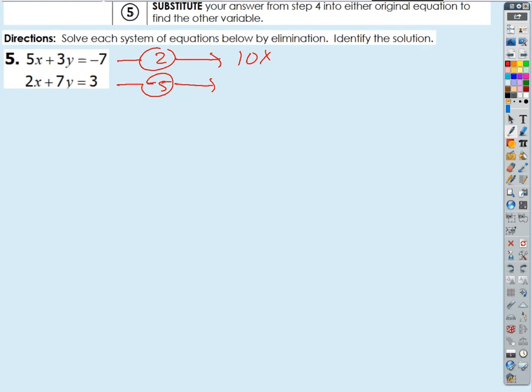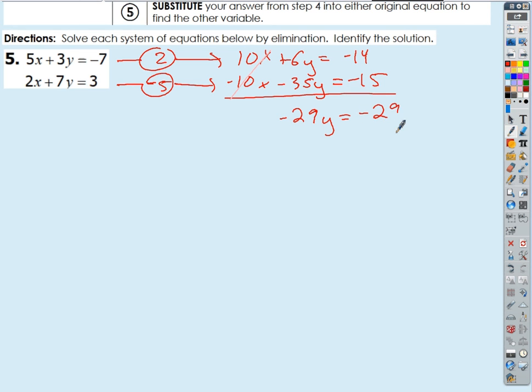Okay, and that works great because then we get 10x plus 6y equals negative 14. On the bottom, we get what? Negative 10x minus 35y equals negative 15. Did I do that right? Yeah. Okay. So the x's cancel, and we get negative 29y equals negative 29, and so y equals 1.